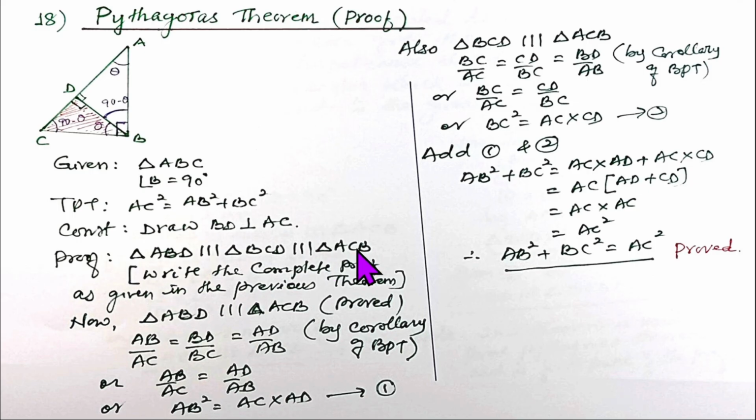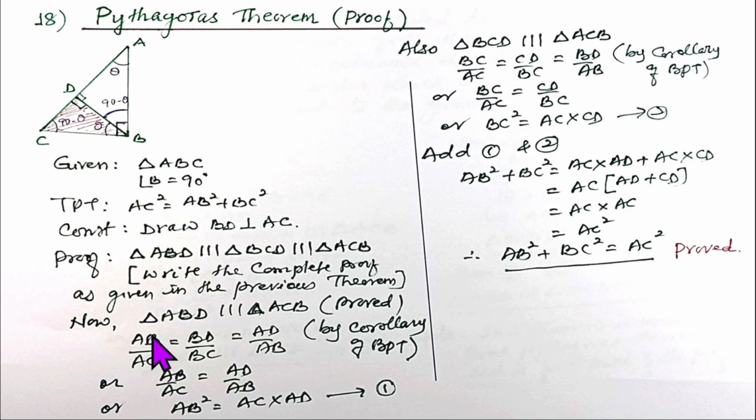Therefore we have three triangles similar, and if the three triangles are similar, then the corresponding sides of the triangles will be proportional. So let us take the first two triangles, that is triangle ABD and ACB. Triangle ABD and triangle ACB are similar, therefore the corresponding sides are proportional. That means AB upon AC is equal to BD upon BC is equal to AD upon AB. So the three sides are proportional.